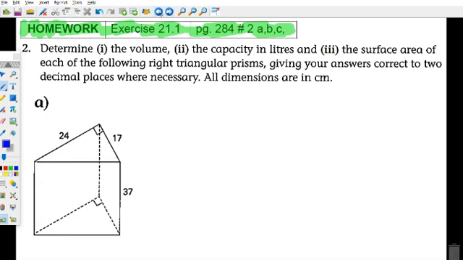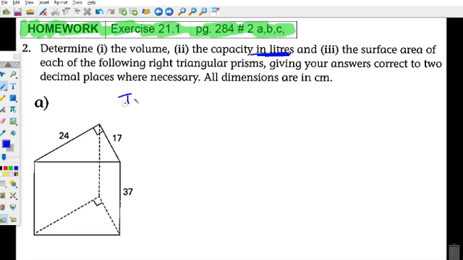Let's look at the next set of homework. Okay, they said here calculate the volume and the capacity in liters and the surface area of each of the following right angle prisms. So, surface area, TSA, the volume and capacity in liters. Now, we don't have anything in any of the conversions that have liters, so we have to change that. So let's look at it. Let's do the surface area first.